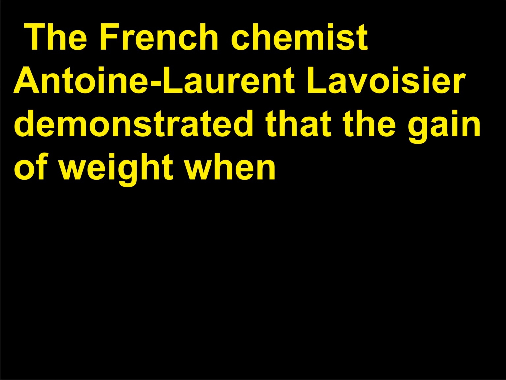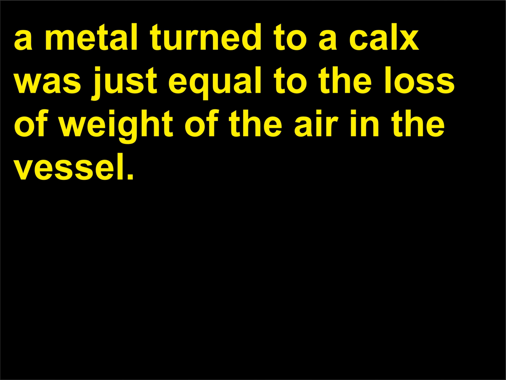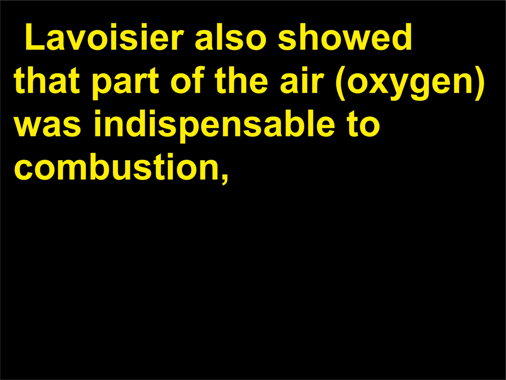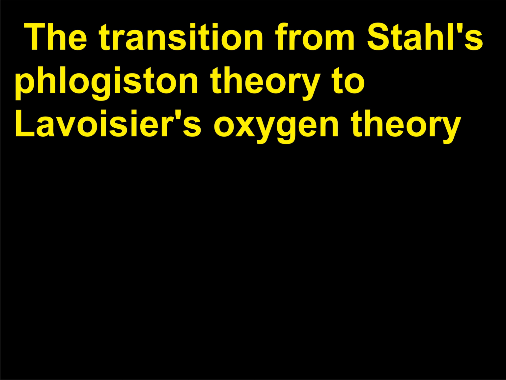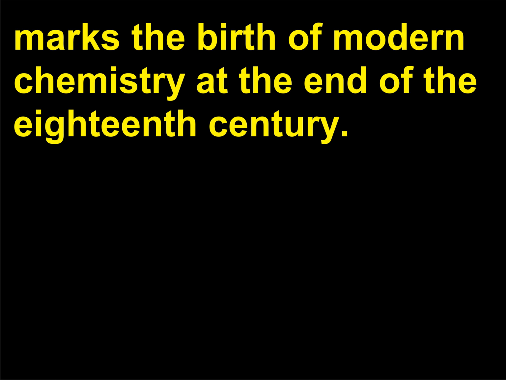The French chemist Antoine Laurent Lavoisier demonstrated that the gain of weight when a metal turned to a calx was just equal to the loss of weight of the air in the vessel. Lavoisier also showed that part of the air, oxygen, was indispensable to combustion, and that no material would burn in the absence of oxygen. The transition from Stahl's phlogiston theory to Lavoisier's oxygen theory marks the birth of modern chemistry at the end of the 18th century.